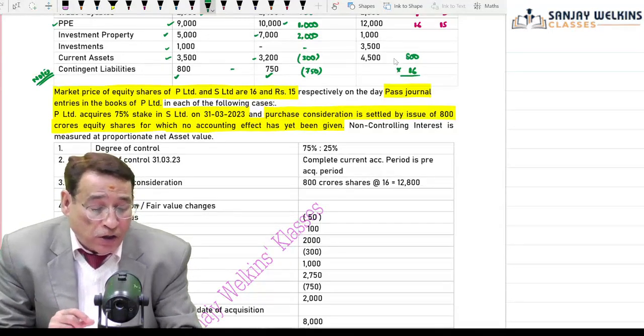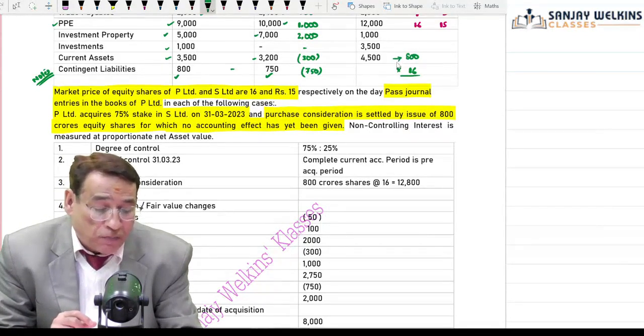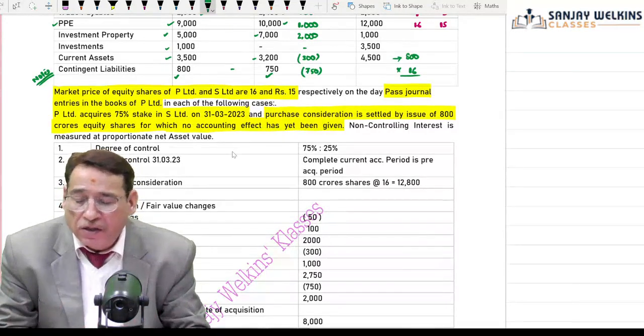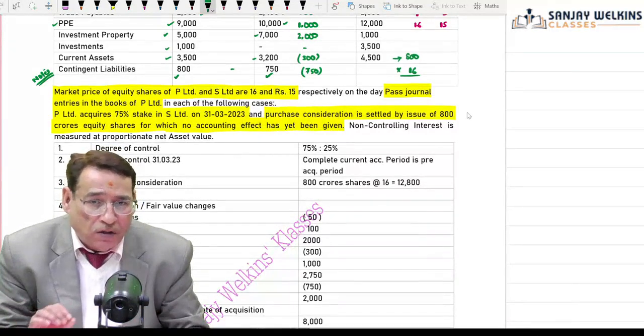Number two, since you are issuing shares this time to discharge the purchase consideration, that means the purchase consideration is being discharged through issuance of the shares.